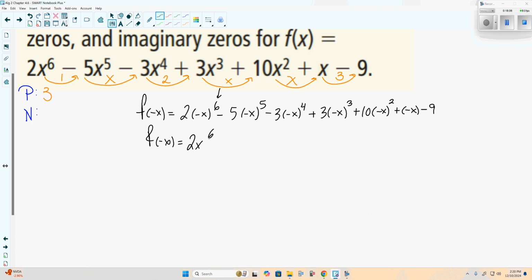Our next one is negative 5 times negative x to the 5th. Odd power means the sign is going to go from negative to positive. It's going to change. So we have plus 5x to the 5th. Next one, the power is even, so the sign for 3 is going to stay negative, so negative 3x to the 4th. Our next one, we have an odd power, so the sign is going to change to negative 3x cubed. Our 10 is going to stay positive because the x is being squared, even power, so plus 10x squared.